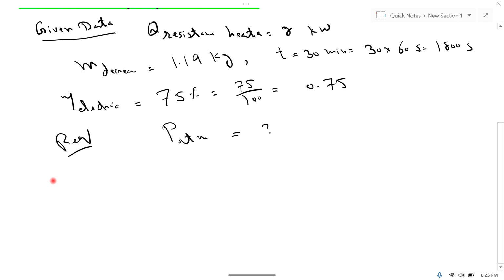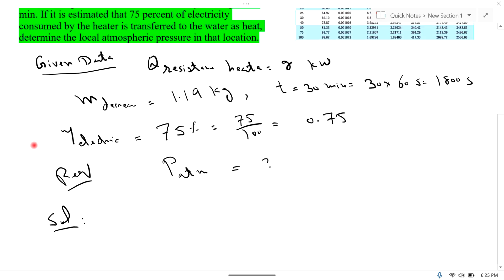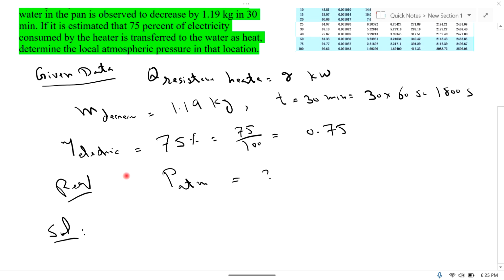So here we find the solution. The heat transfer or power transfer of the electric resistance heater, this is Q, or you can name this as power. Power or heat transfer from the heater is 2 kilowatt. So first we find the power transfer to the water. This is the power transfer by the heater, and now we are finding the power or heat transfer of the water.